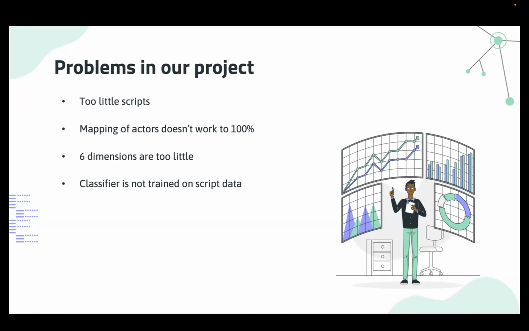And also we think that the 6 dimensions we get from our AI classification model are too few, because I think our cosine similarities between all the 6,000 actors are too similar with only six dimensions. And in general, the classifier we use is not especially trained on script data. If we had more time for the project, we could have trained a model on our own scripts, and this would definitely improve the results, but we didn't have the time for that.